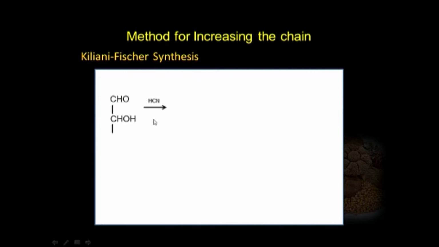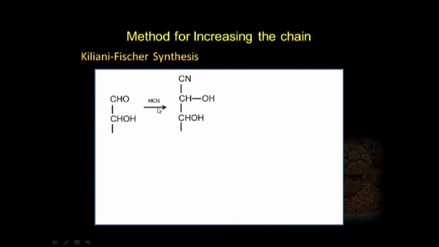In the first step, addition of HCN is carried out. This HCN actually is not used as such. We use either potassium cyanide or sodium cyanide in presence of hydrochloric acid. So, this HCN adds across this C double bond O and we get the compound known as cyanohydrin, that is, it will have one cyanide, one hydroxyl.